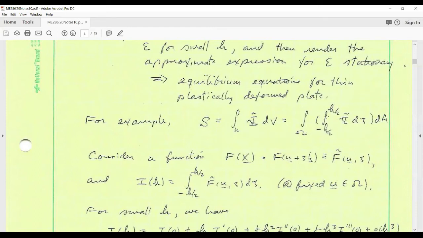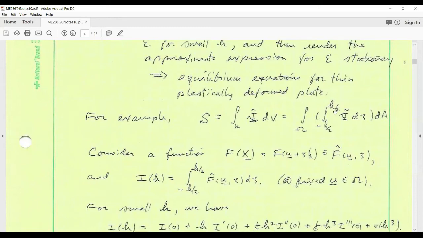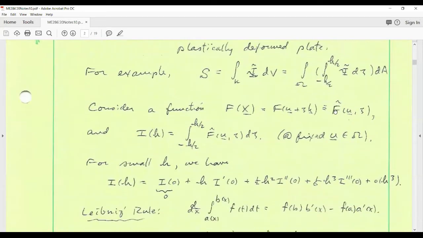So you see here, this is the place then where the strain energy, the overall global strain energy, explicitly involves the thickness of the plate. So the idea is to estimate this interior integral for small h, okay? So as a prelude to that, let's consider a generic function f of X, a three-dimensional function of three-dimensional position, capital X.